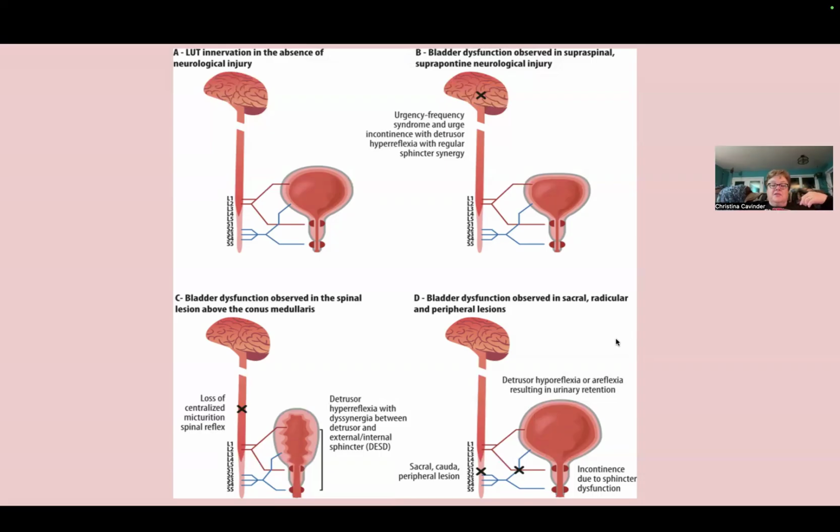Bladder dysfunction in radicular or peripheral lesions. So this is very low. You see these are the lumbar nerves and the sacral nerves, so a lesion is way down here. These people usually can walk and do other things, but their bladder gets really distended because they don't feel the fullness of their bladder. So they have incontinence because their bladder's too full, and then it will drain out.